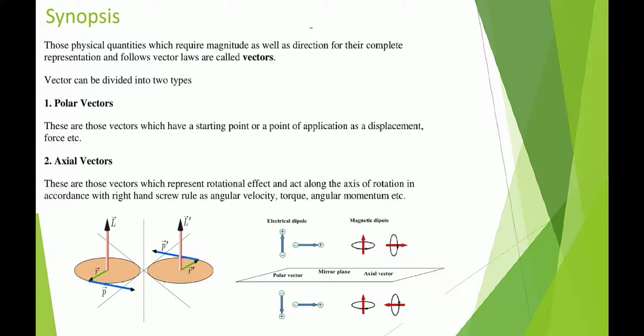Polar vectors are those vectors which have a starting point or a point of application, such as displacement, force, etc. The second one, axial vectors, are those vectors which represent rotational effect and act along the axis of rotation in accordance with the right hand screw rule, such as angular velocity, torque, angular momentum, etc. See the diagrams.